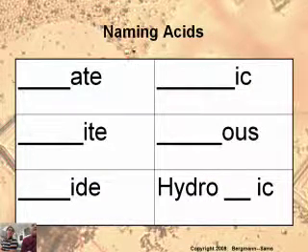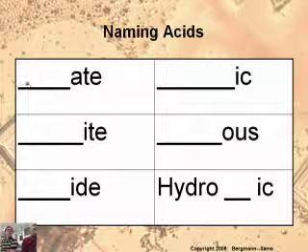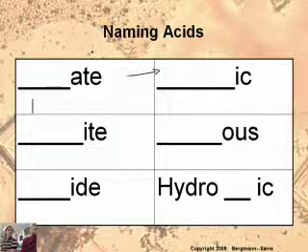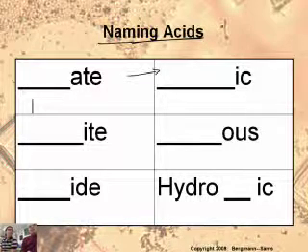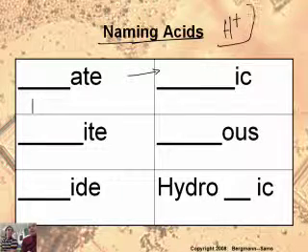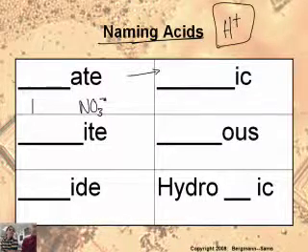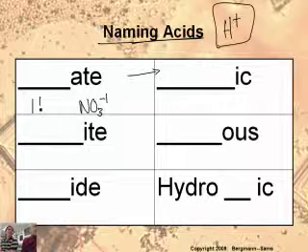How do we name acids? If something ends in ate, then it becomes ic. Like if you have the nitrate ion. Actually, we should make an important point: acids always have H positive, the hydrogen ion. So when you have the nitrate ion, which is NO3 negative 1, and you mix that with the hydrogen positive ion, that's HNO3. You've got to have that H in it or it's not an acid.